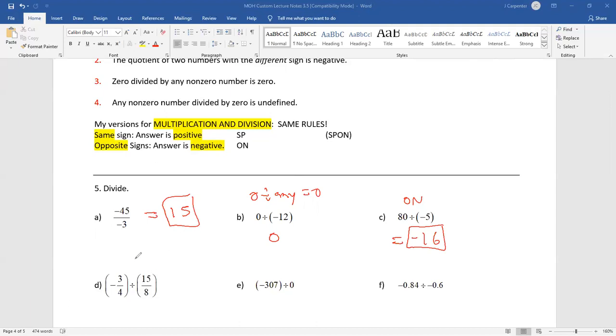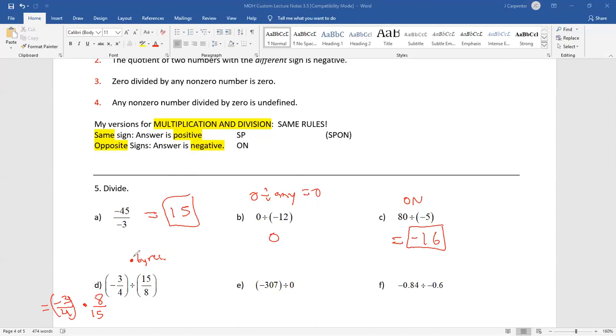D. Uh-oh, we got a division with a fraction, so we got to multiply by the reciprocal. It's something we may not have done in a bit. So that's negative 3/4 times 8 over 15. Remember, that means we change to multiplication and flip the fraction after the division.